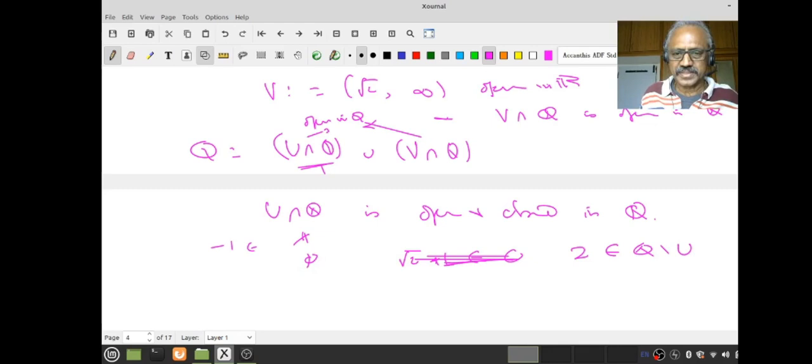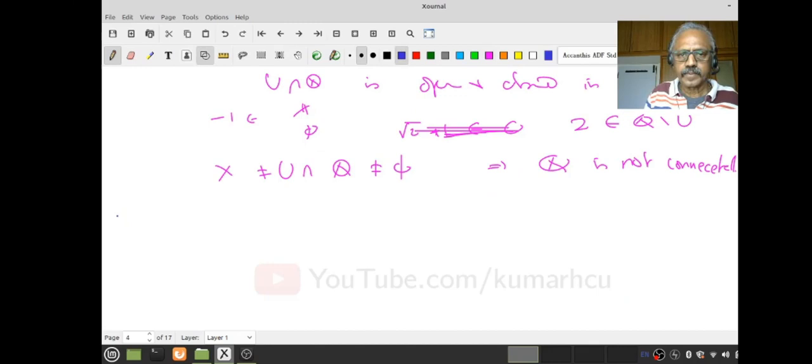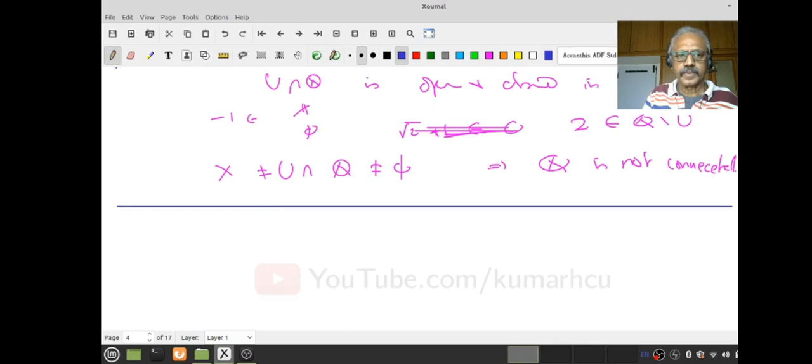So U intersection Q is not empty, and it's not equal to X. But it's both open and closed. Therefore, what do you conclude? Q is not connected. Yeah, very good. Now let's look at a third example.